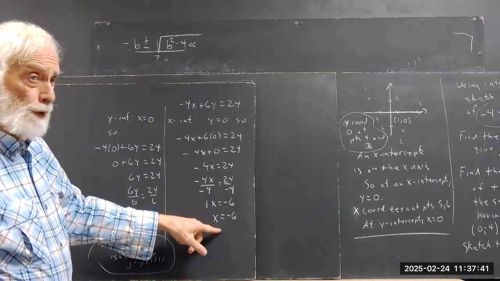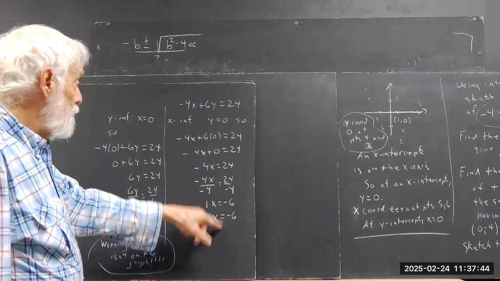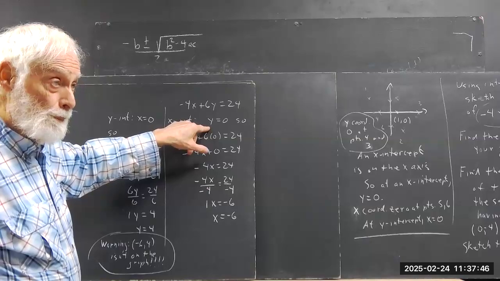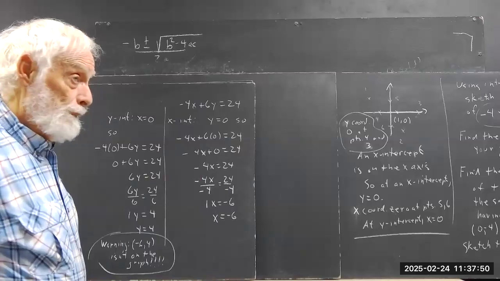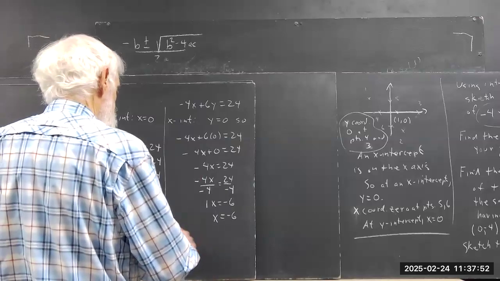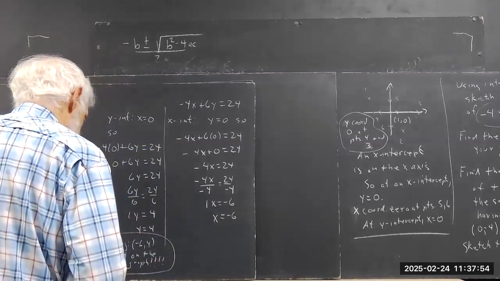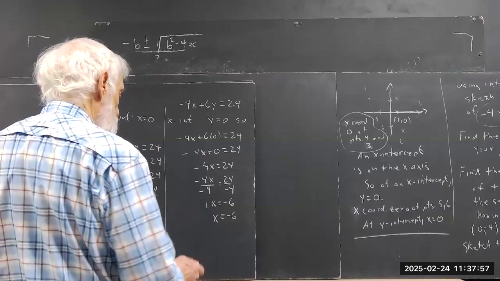How did we get x equals negative 6? We assumed that y was 0. So x is negative 6 when y is 0. So moving past my warning.